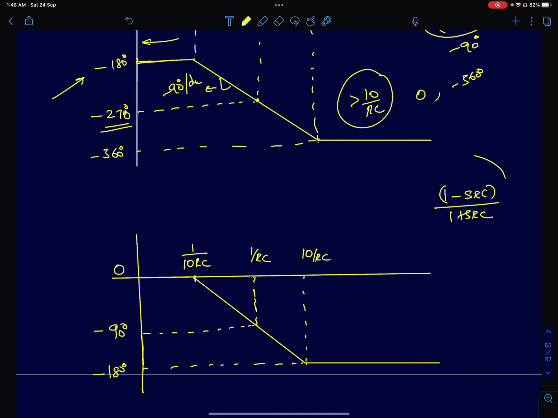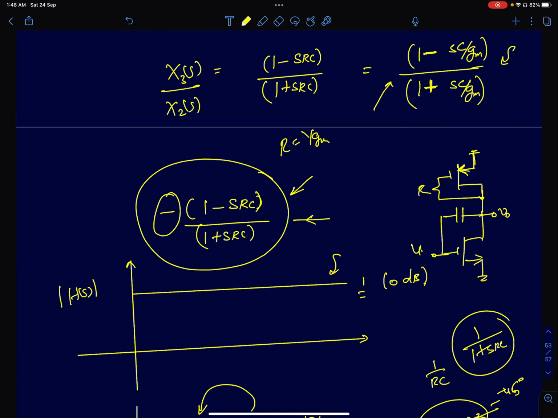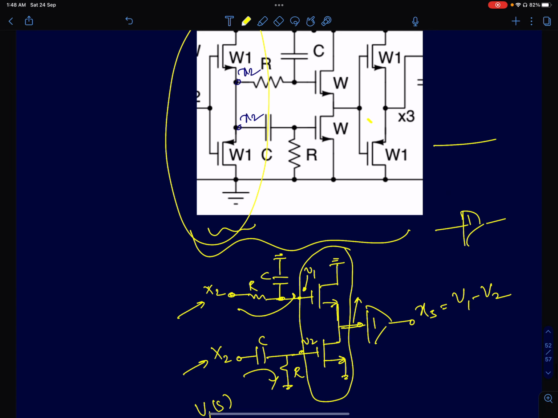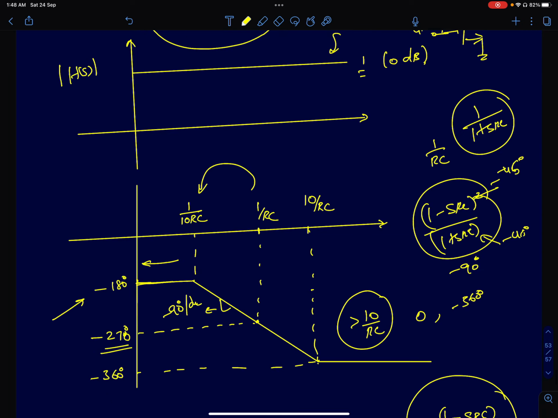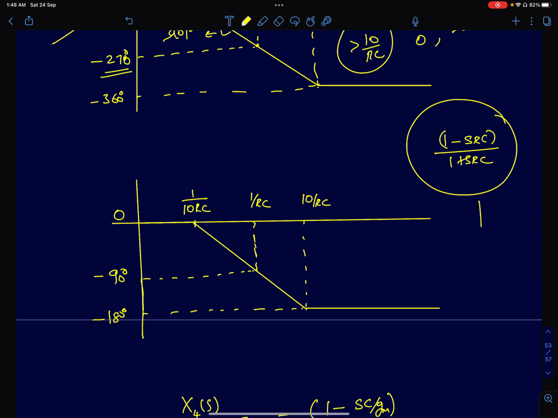The second transfer function, which is the intermediate circuit, is just 1 minus SRC by 1 plus SRC. Okay, just to quickly refresh your memory, this is the circuit I'm talking about. The transfer function of this is 1 minus SRC by 1 plus SRC. So that's what I'm trying to plot here. Magnitude is 1, so I'm not showing the magnitude. Phase, on the other hand, the DC phase is 0, right? So the input is equal to the output, so DC phase is 0. And at 1 by 10 RC onwards, the phase will start degrading with a slope of minus 90 degrees per decade.